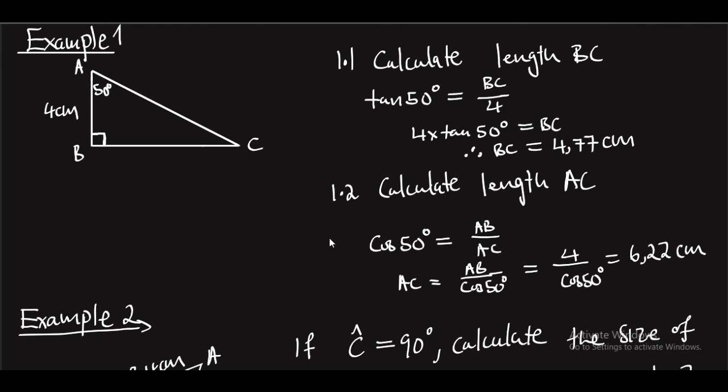Alternatively, here's what you could do. Remember that you got BC after using tan 50, and then you could have used Pythagoras theorem to find AC.